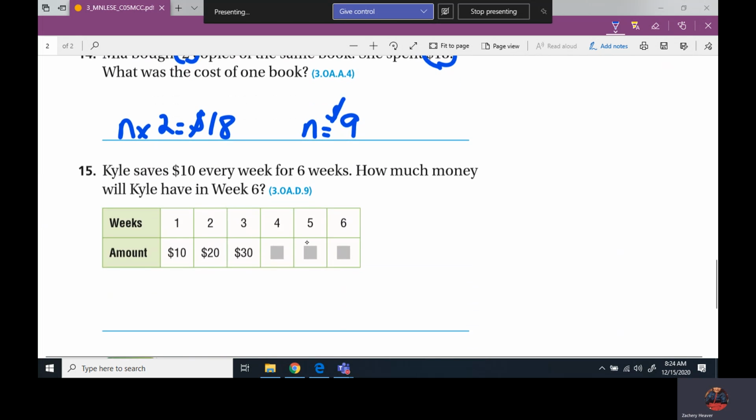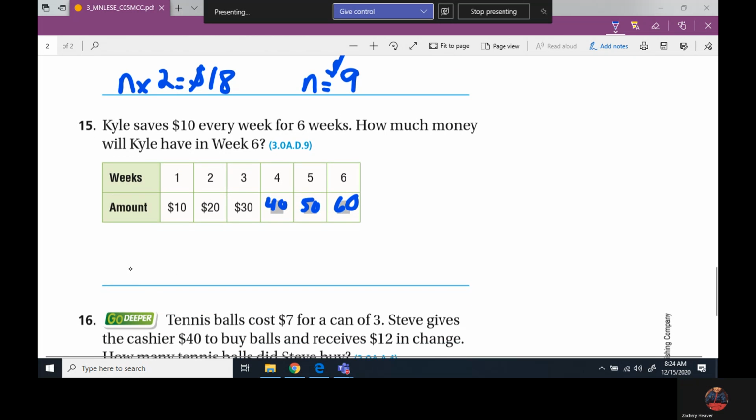Kyle saved $10 every week for 6 weeks. How much money did Kyle have on week 6? 10, 20, 30, 40, 50, 60. So I'm going to say Kyle had $60.